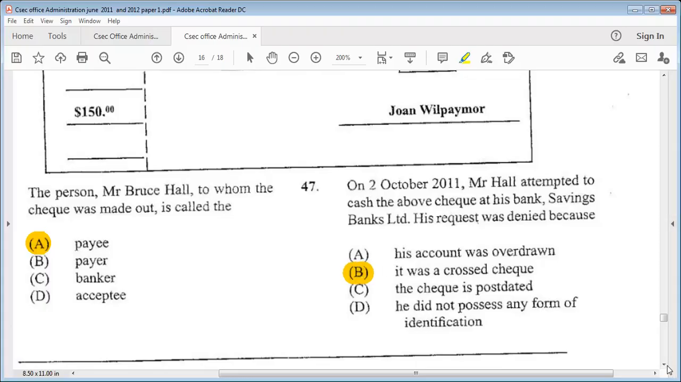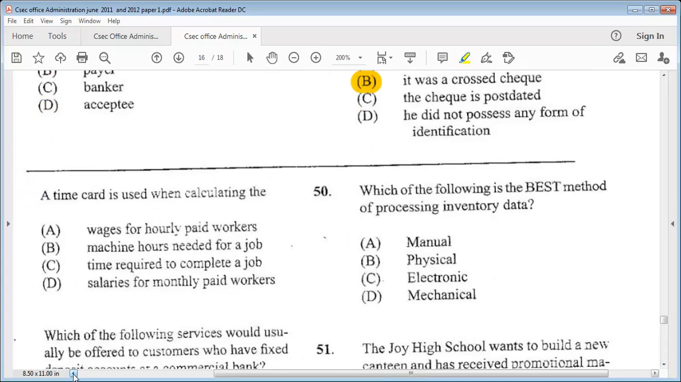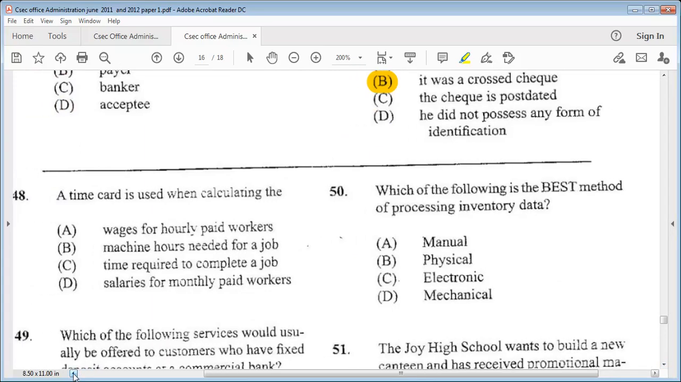Okay, let's go on to 48 now. Here it says, a time card is used when calculating the A, wages for hourly paid workers, B, machine hours needed for a job, C, time required to complete a job, or D, salaries for monthly paid workers. It would be wages for hourly paid workers. That's what a time card is used for.